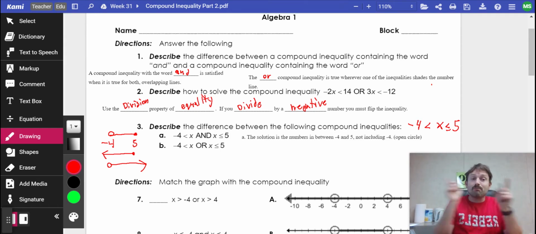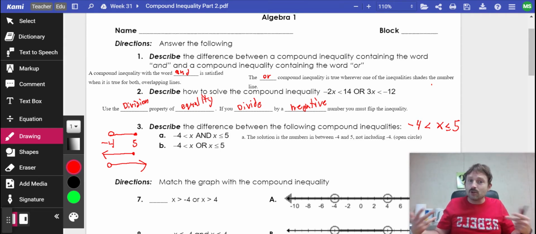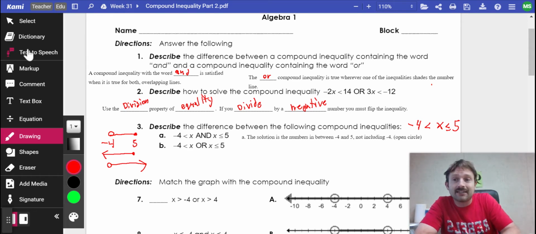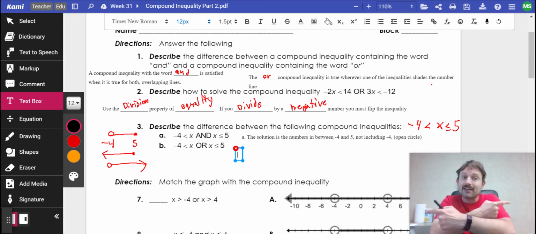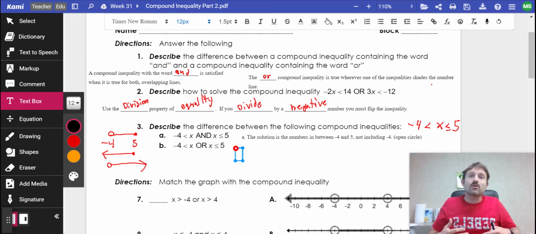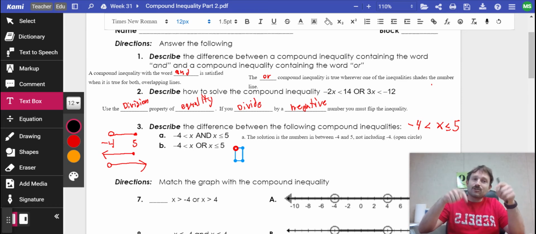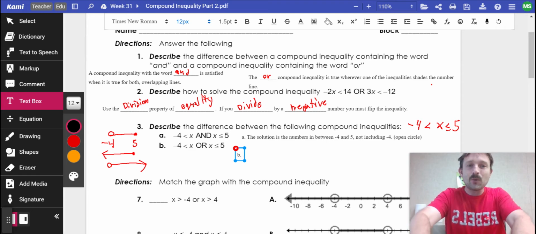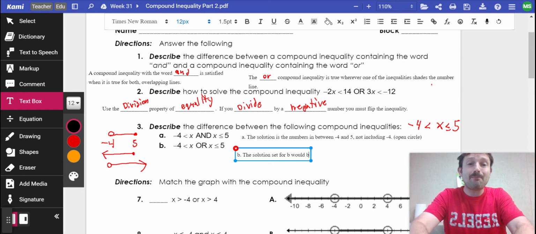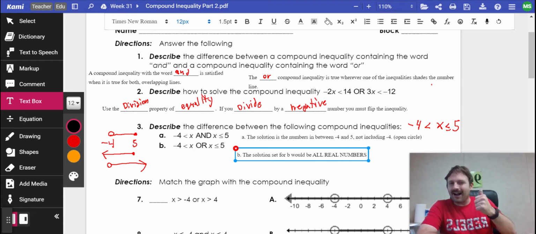So if it's going forever in both directions, the solution set is going to be a little bit different than A. If it goes forever one way and the other way, the solution set is going to be what? Try to guess the answer in 5, 4, 3, 2, 1. So the solution set for B would be all real numbers. All right, great job, guys.